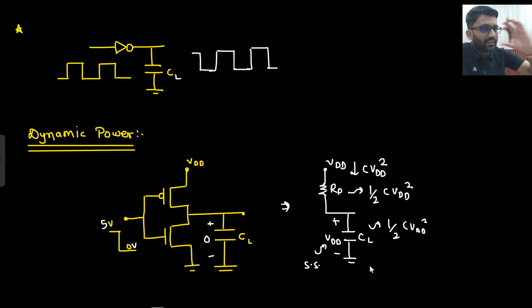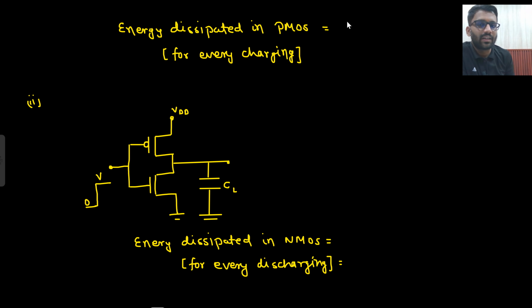So what is the power dissipated across the PMOS? Not power, sorry, we are talking about energy only. We will come to the power. Now we are talking about energy. So C VDD square is coming from the VDD voltage source, and half C VDD square is dissipated in the PMOS.